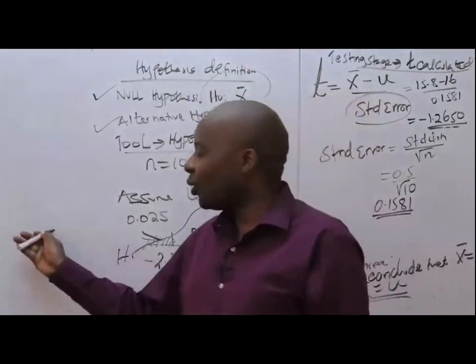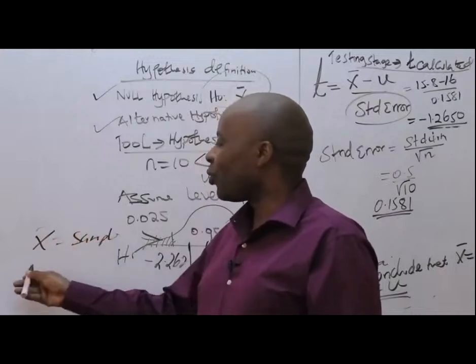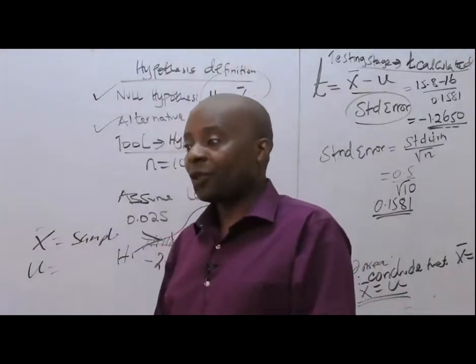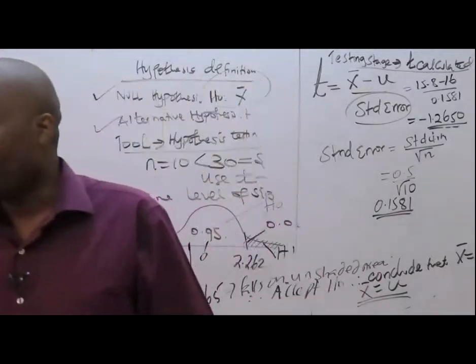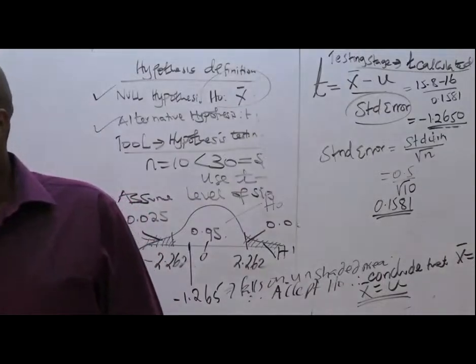So X bar is the sample mean. X bar is always what here? X bar is the sample mean. And then, of course, our mu should be what here? Should be the population mean. Don't confuse between the two. Okay.